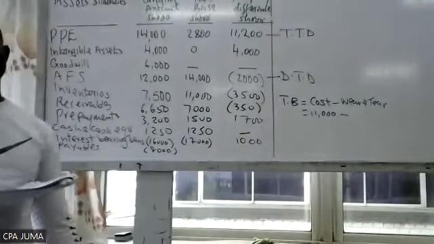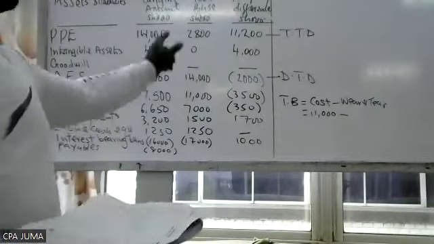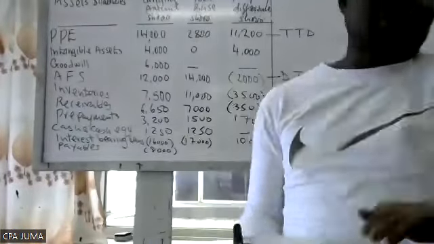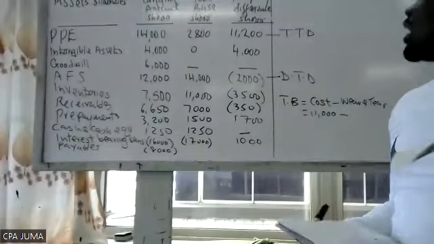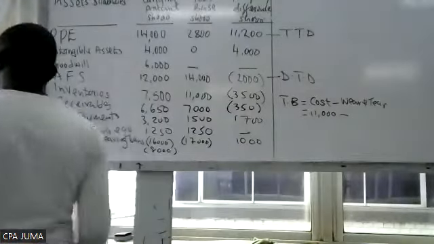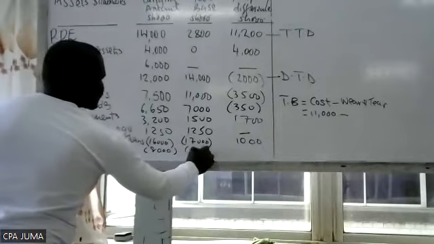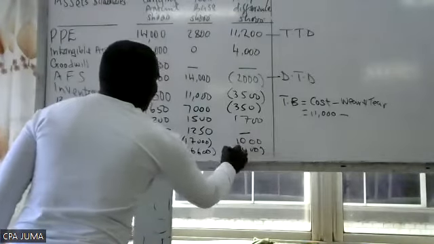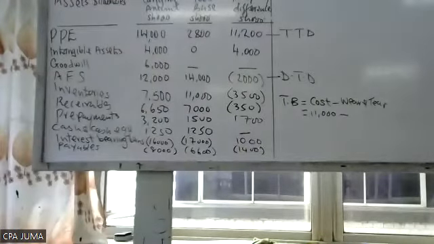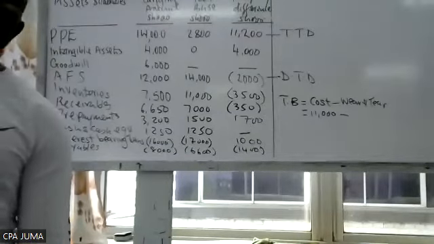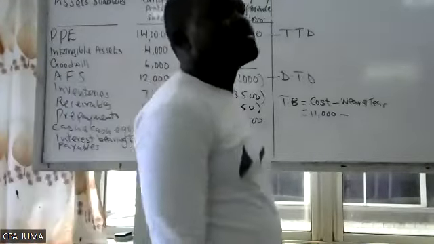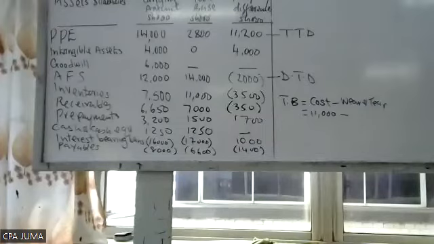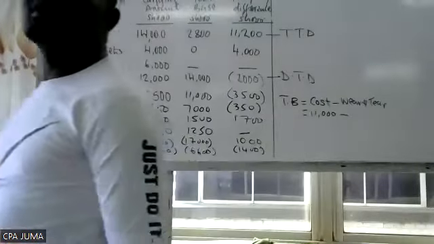So from 8, subtract the 1.4. The 1.4 will be allowed when paid. So for now, we have not been told whether it is paid, so you disallow. So 8 minus 1.4 is 6.6. So that 1.4 will be there. No, it will be negative. See, liabilities we subtract.